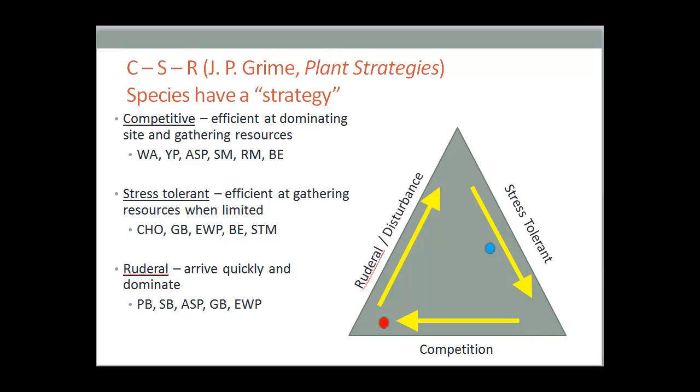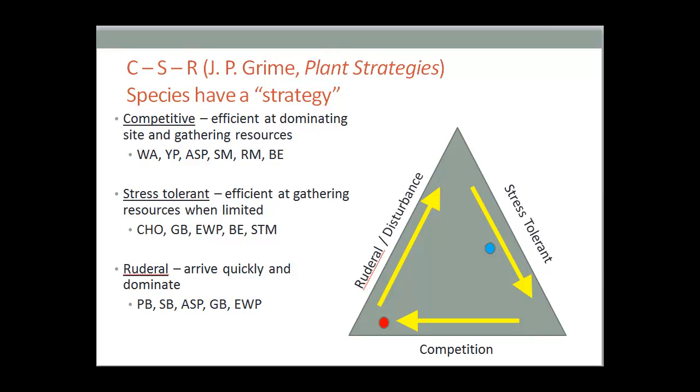So one way we can think about how species arrange themselves, which species we see as dominant and which species maybe don't even exist, is based on what's called the CSR model, or the plant succession model triangle of J. Philip Grime. This is from his book Plant Strategies, and he's basically arguing that plants have a strategy, and that's not in a deliberative sort of use of the word strategy, but these are characteristics of a species that allow it to succeed in some circumstances and to fail in other circumstances.